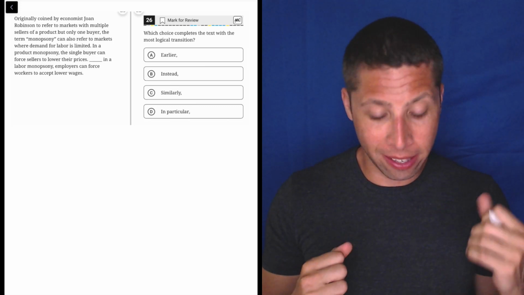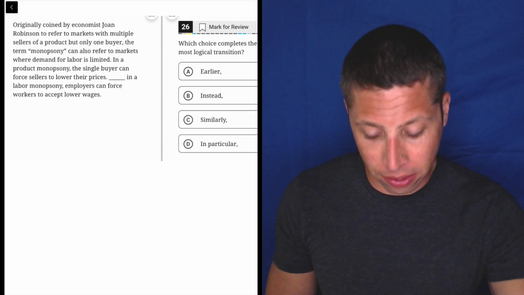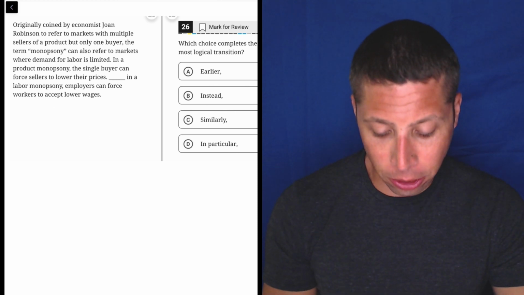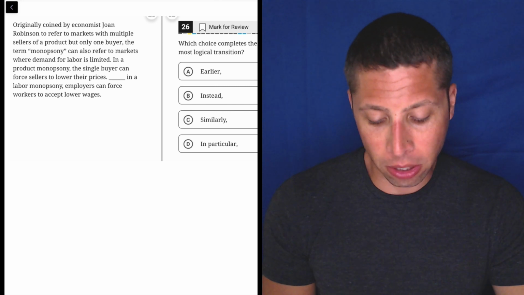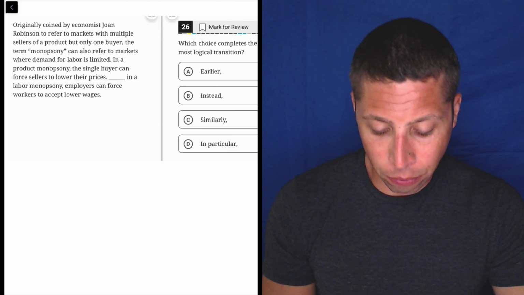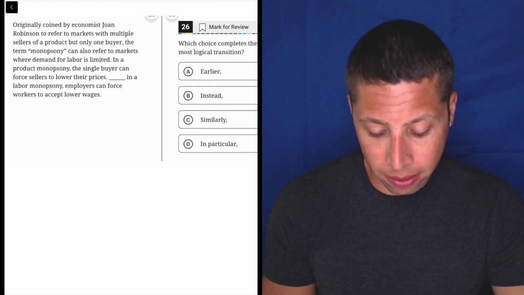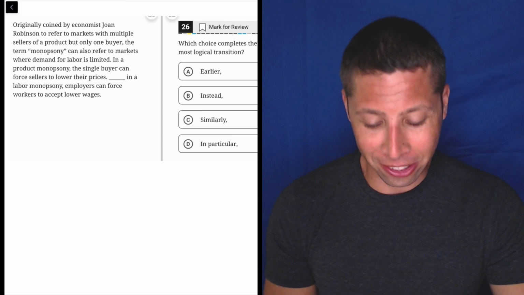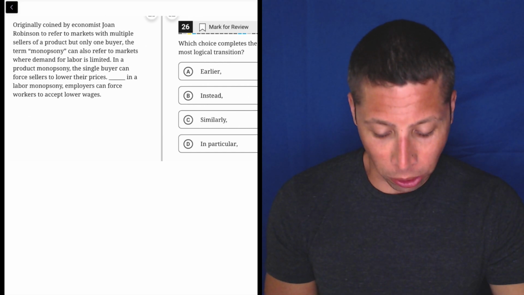All right, let's start by reading the passage itself, and then we can kind of summarize these transitions and see what sounds best. Originally coined by economist Joan Robinson to refer to markets with multiple sellers of a product, but only one buyer, the term monopsony, I have no idea how to say that, can also refer to markets where demand for labor is limited. Okay, it's a confusing sentence. In a product monopsony, the single buyer can force sellers to lower their prices. In a labor monopsony, employers can force workers to accept lower wages.